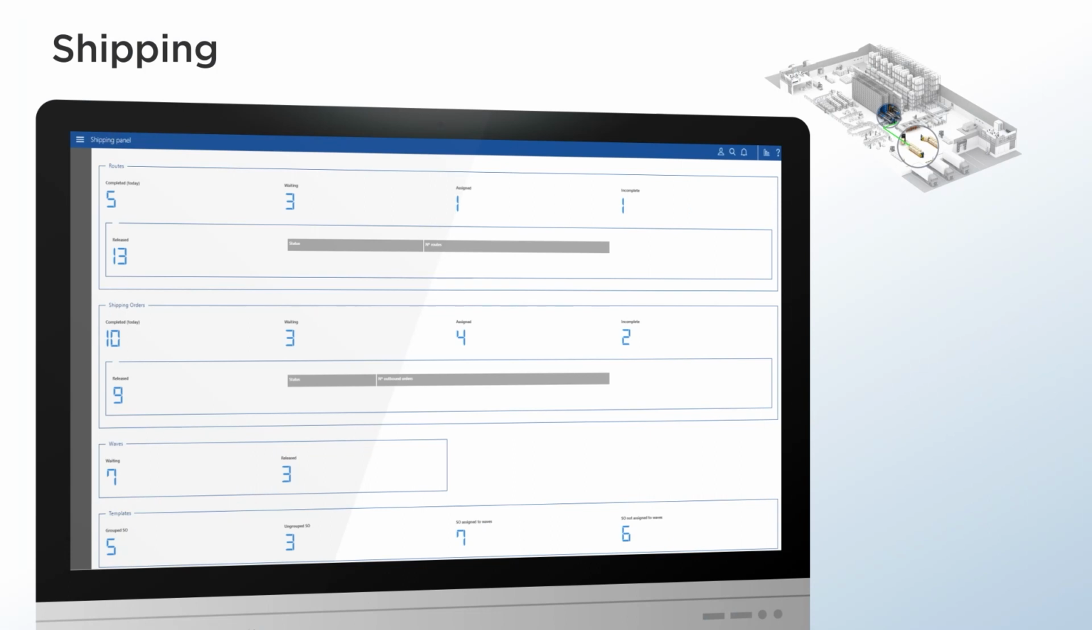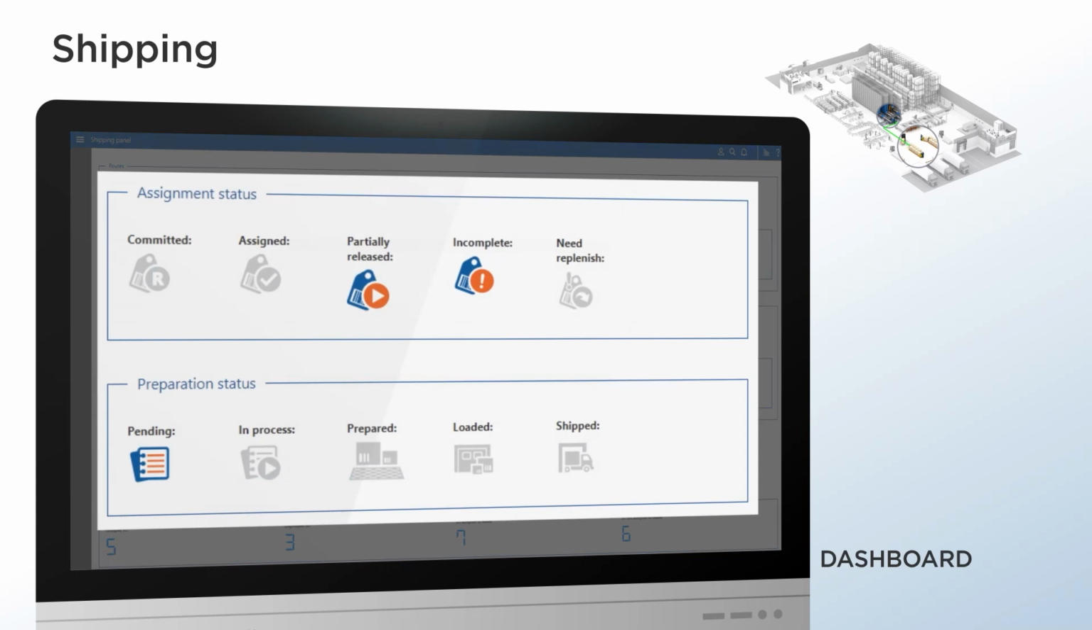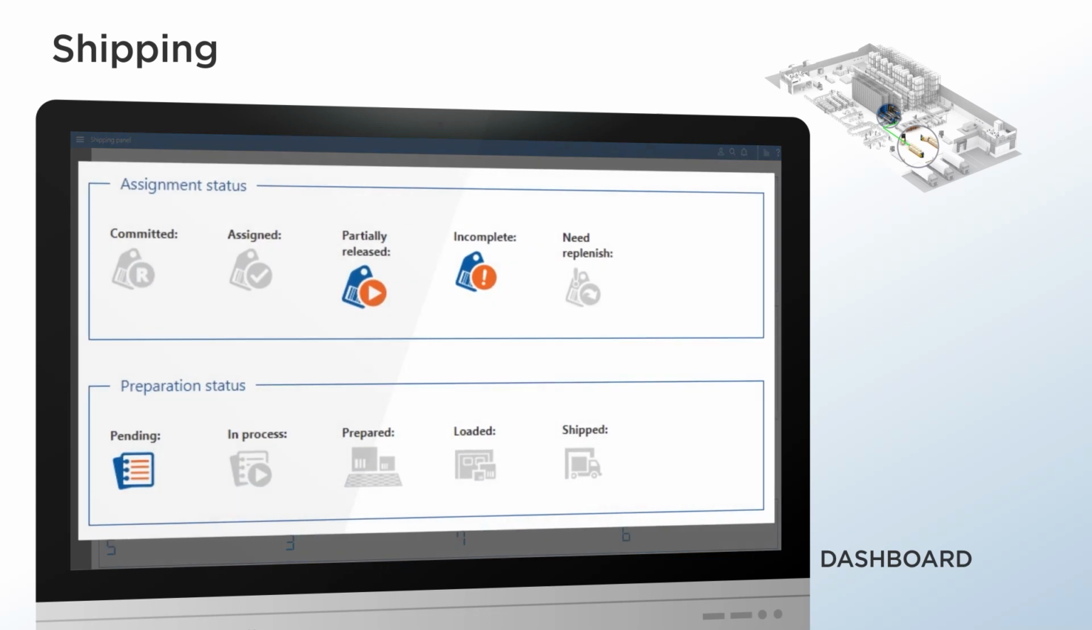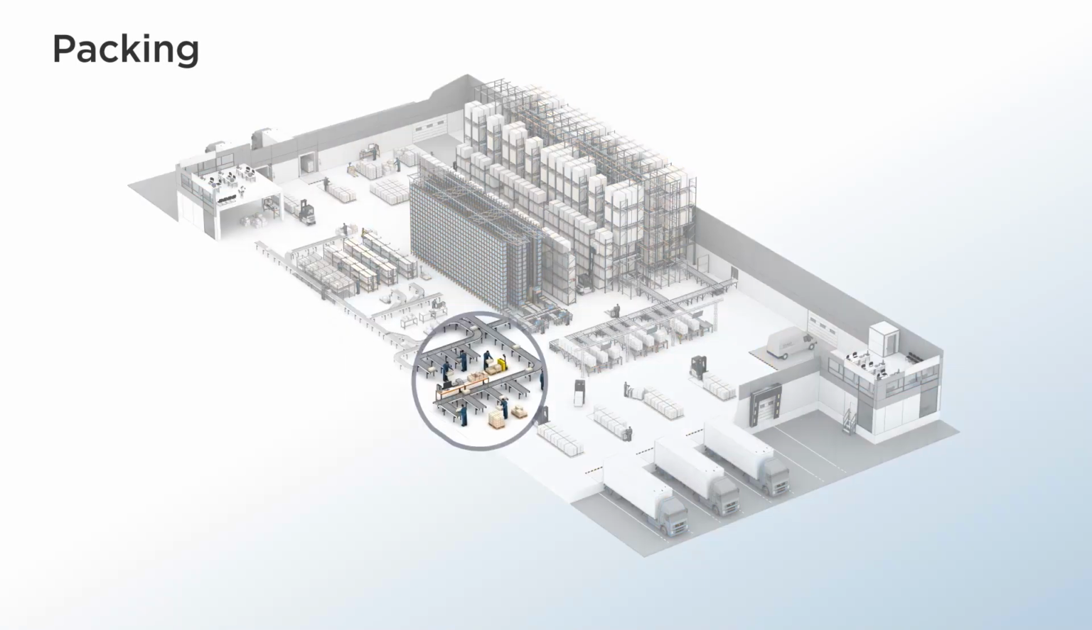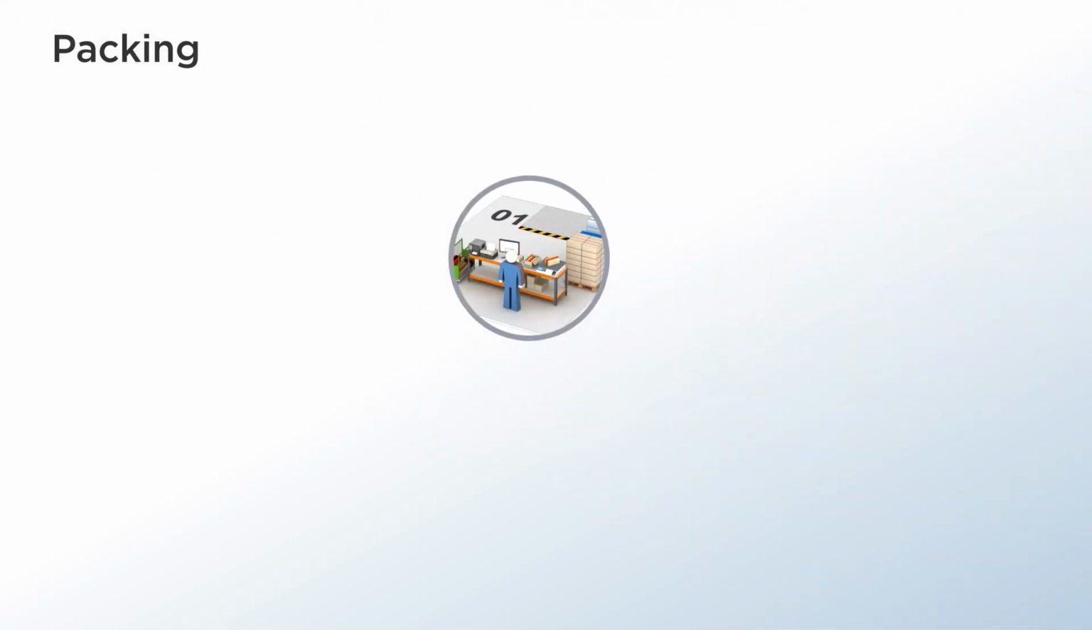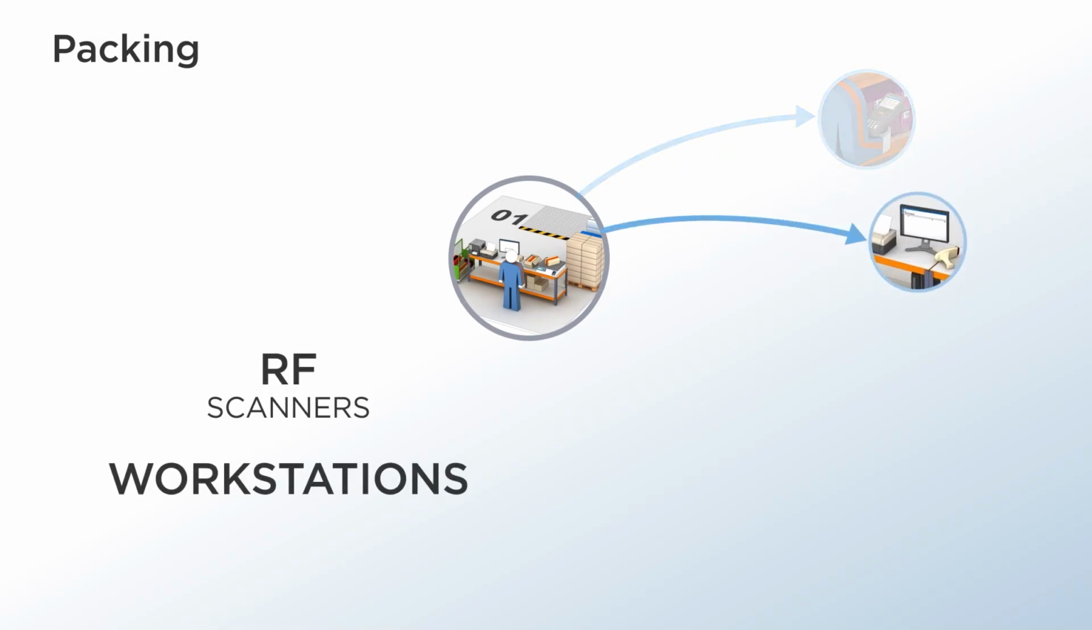The status of all goods leaving the warehouse can be viewed in real time on a dashboard, as well as independently in Easy WMS via shipping views. Once preparation is finished, the materials are moved to the packing zone, where an operator inserts the items into their final packages and labels them. With Easy WMS, this process can be done with RF scanners as well as at workstations.